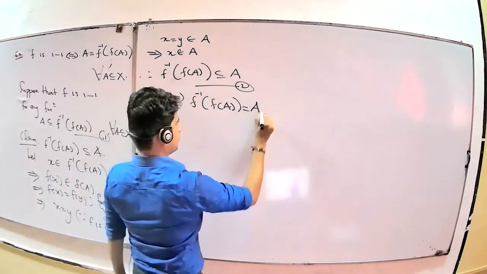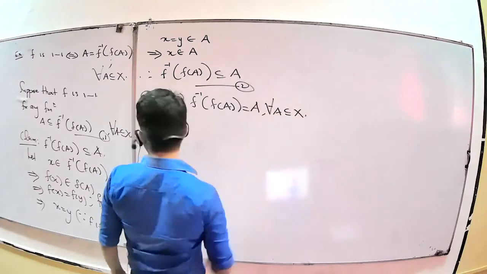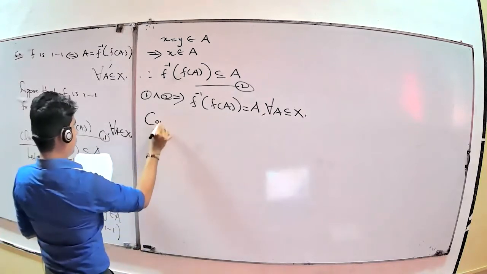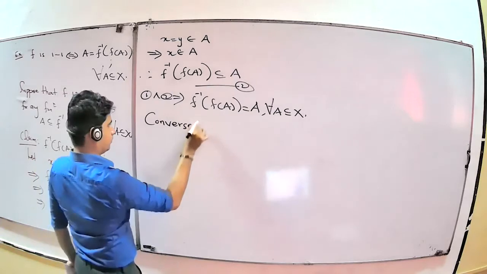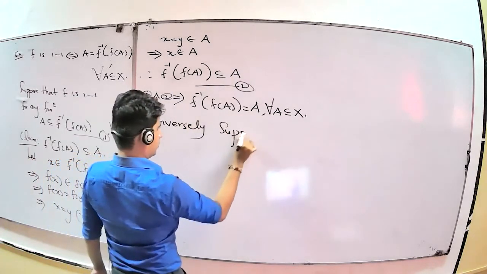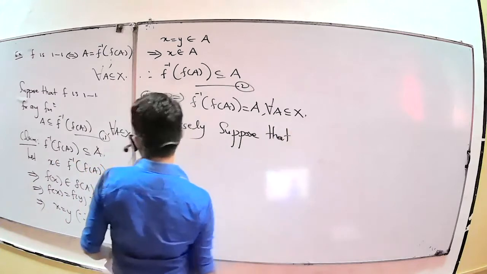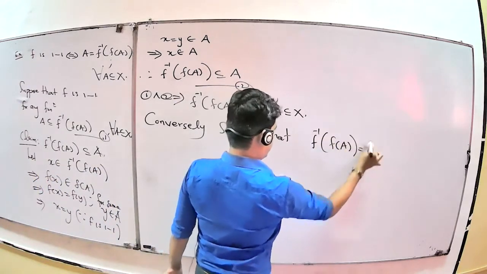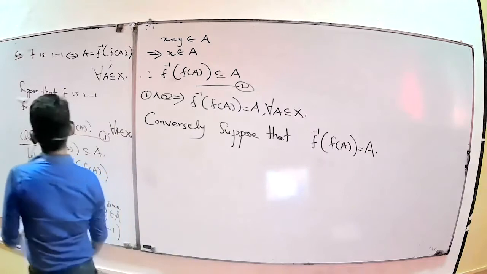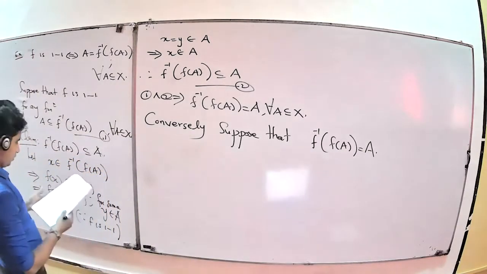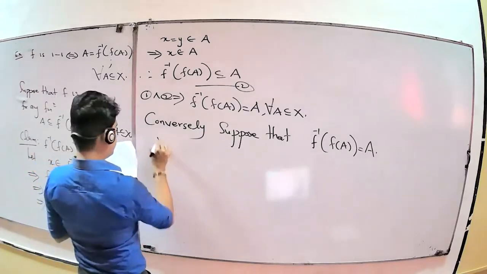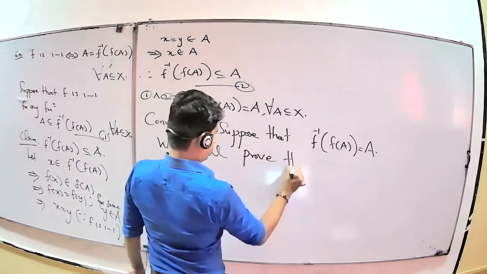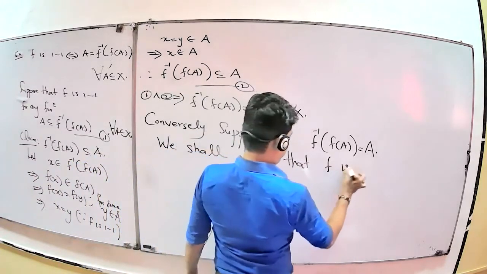Therefore, 1 and 2 imply f inverse of f of A equals A, for all A subset of X. Now for the converse part, conversely suppose that f inverse of f of A equals A. You want to show that f is 1 to 1. We shall prove that f is 1 to 1.